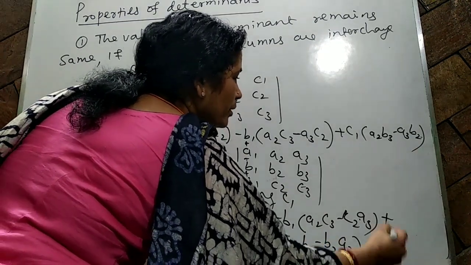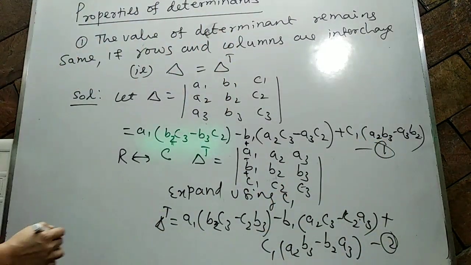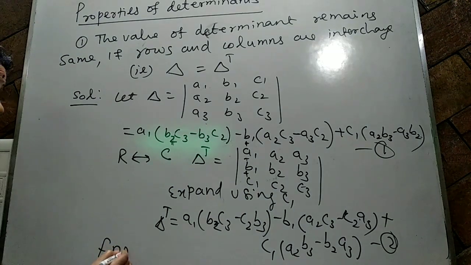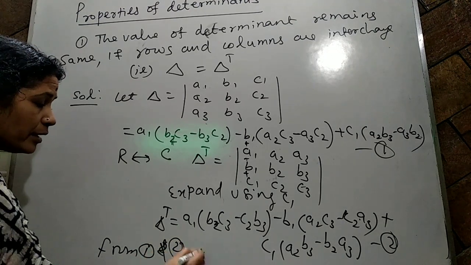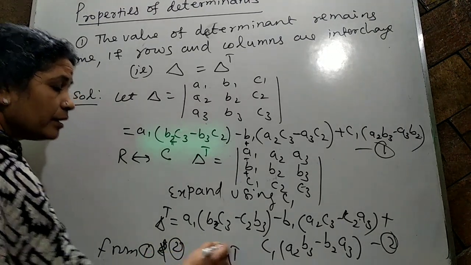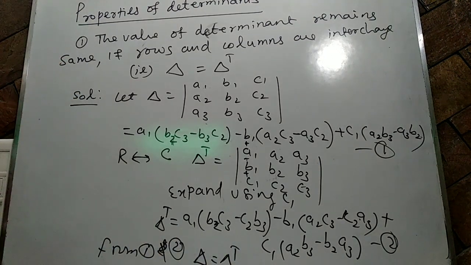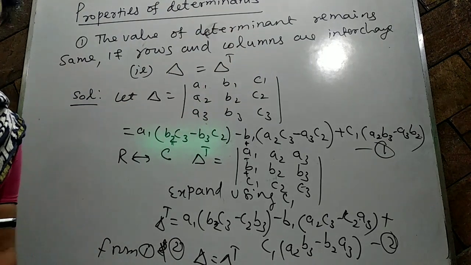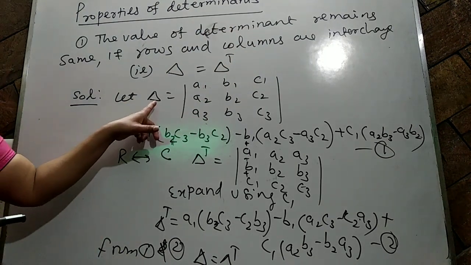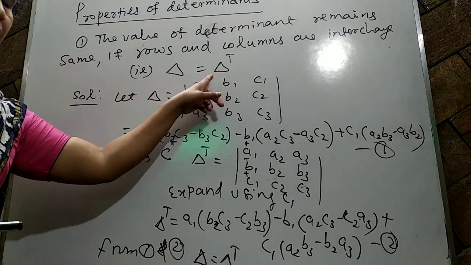Now see result number 2. This is result number 1, result number 2. From 1 and 2, what is delta equal to? Delta transpose. So what property is saying? The value of determinant remains the same if rows and columns are interchanged. So that is delta equal to delta transpose.